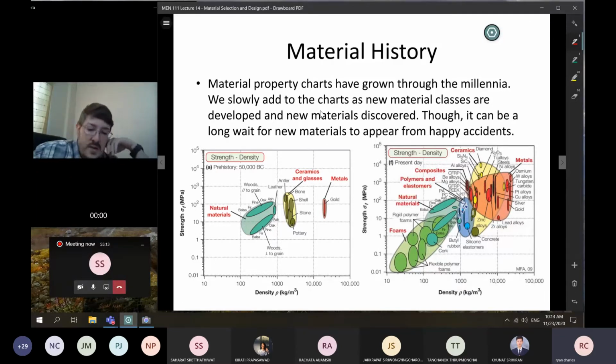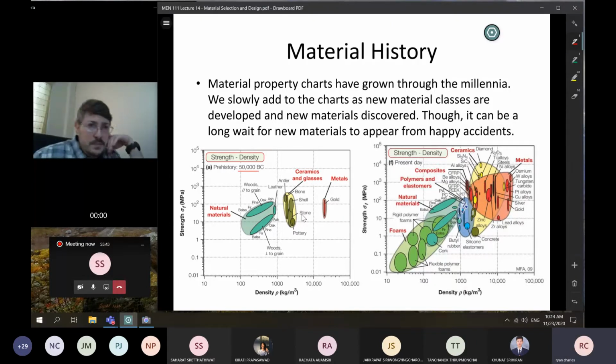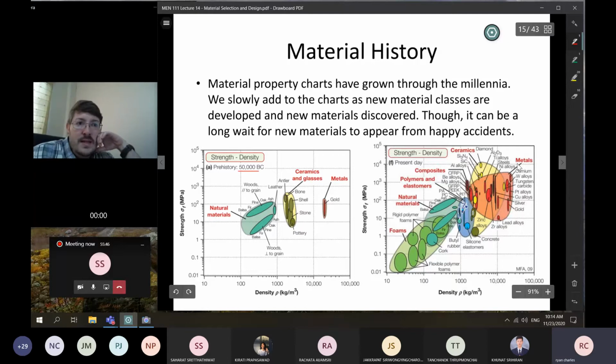Go back 1,000 years, we didn't have fancy composites. We didn't have engineered ceramics or metal alloys. We had wood and we had rocks. So we had a very limited chart. Here, 50,000 BC: gold, wood, leather, bone, shell, rocks. Thousands of years ago, it was a very simple chart. But modern day, these charts are jam-packed with different materials.